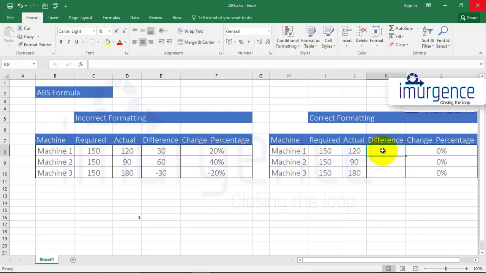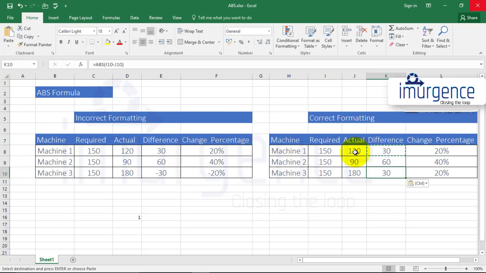See. Equal to ABS, open the bracket, and then it says your number, so you can put a formula also, this minus this, all right, and we close the bracket and we get the answer. Now we can copy this, just do a Control C and drag it down and you can copy the formula.